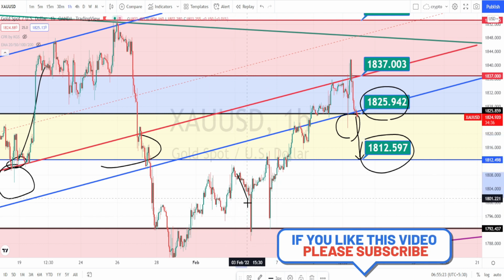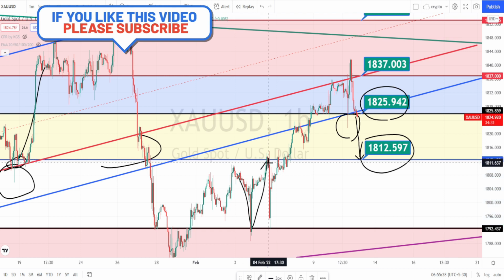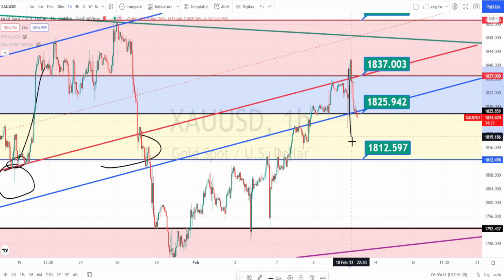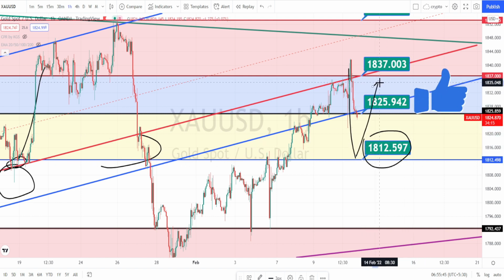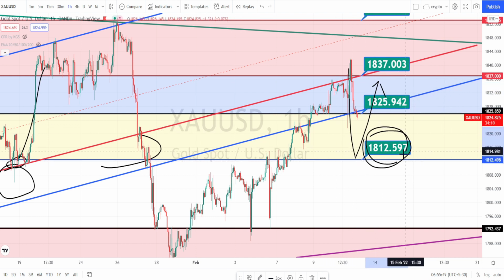Previously also we have noticed the price action coming down, then sharply rising on the bullish side. So we can expect the similar price action repeating here. After testing this support level of 1812, we can expect a sharp rise on the bullish side. As long as the support level of 1812 is holding, it is still in a bullish trend.